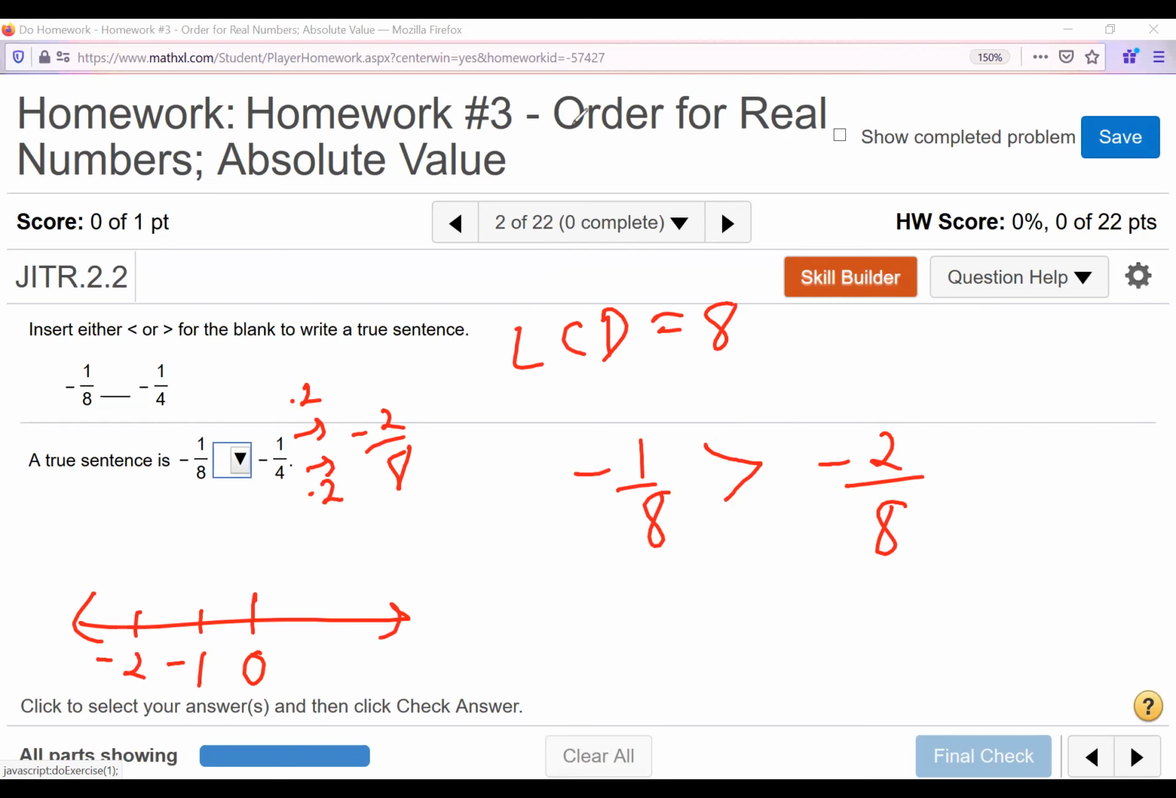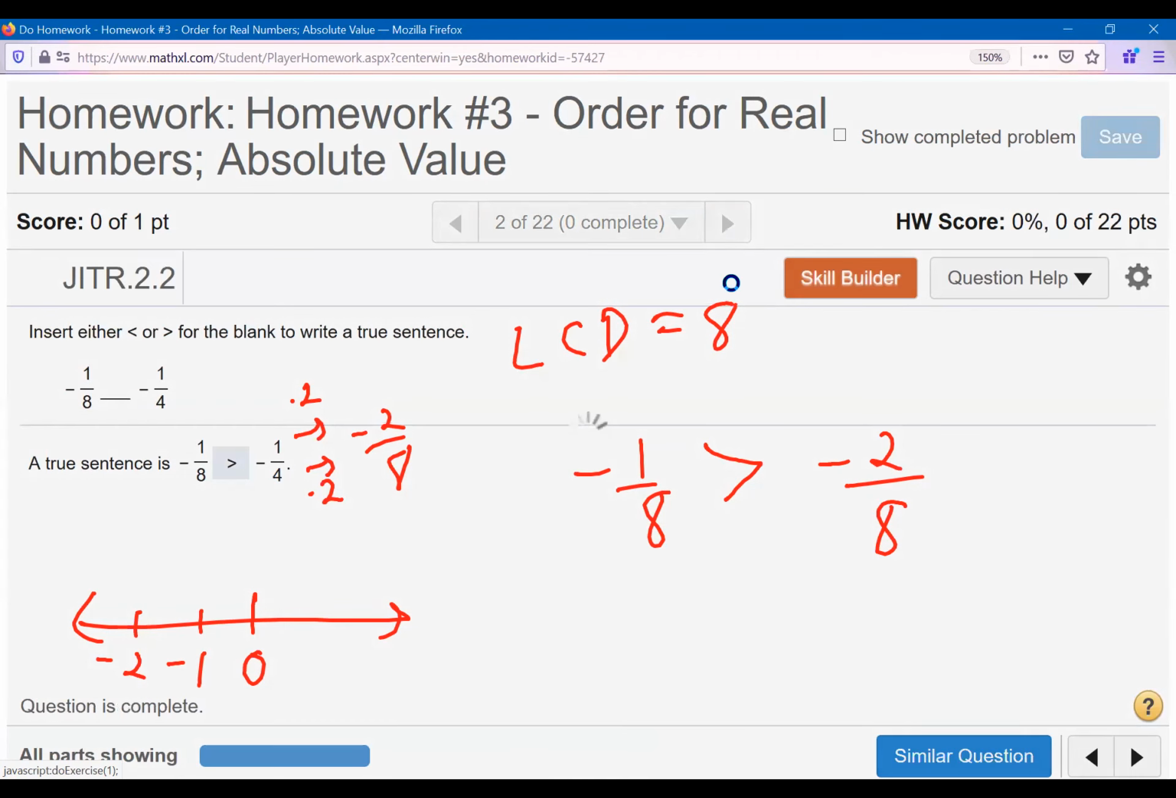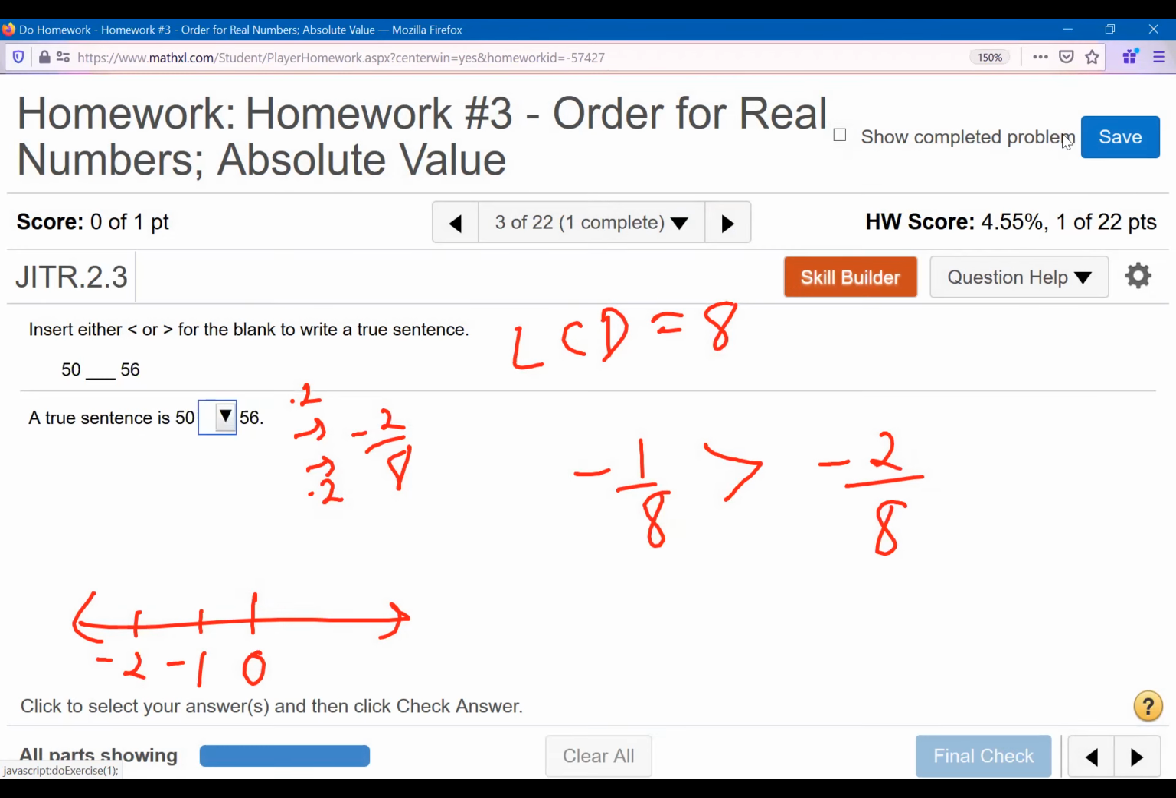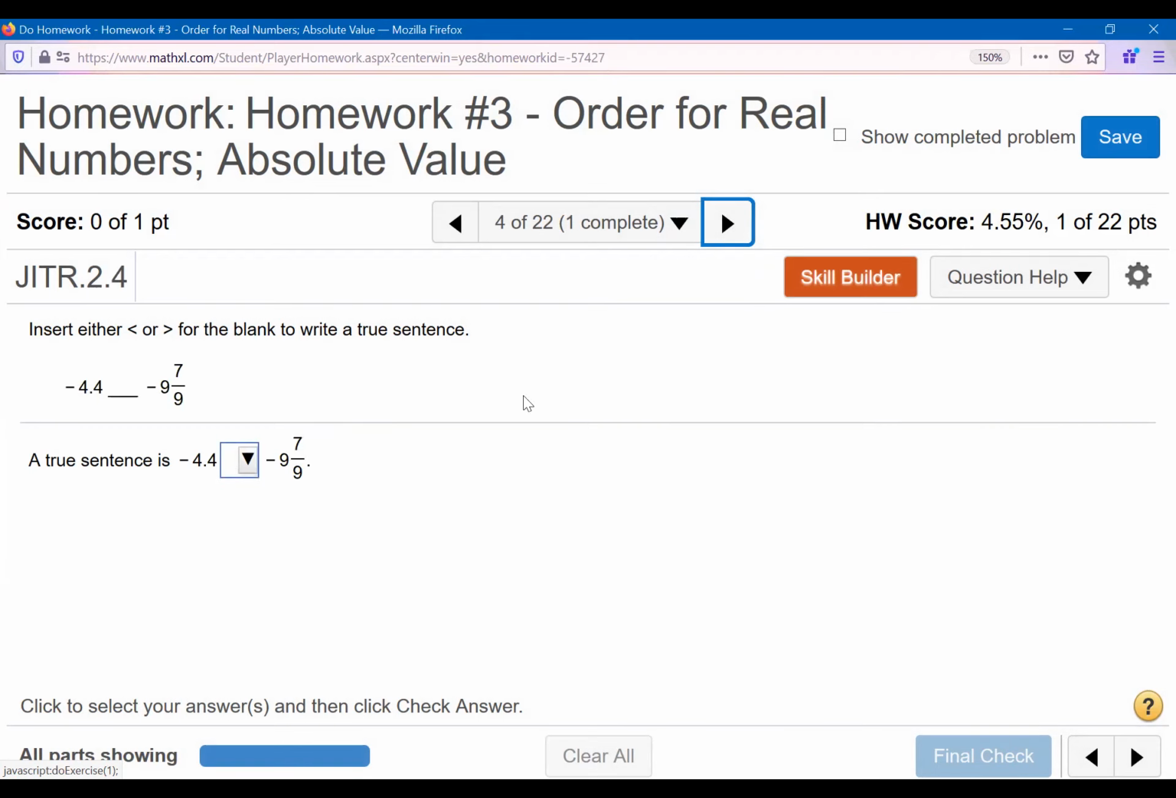Okay, so in this case, rather than typing it in, I get to choose a little drop-down menu and pick my symbol here. So I'm going to pick the greater than symbol for that one. Okay, so as always, be careful with your fractions, be careful with your negatives. All right, let's see, number 4.